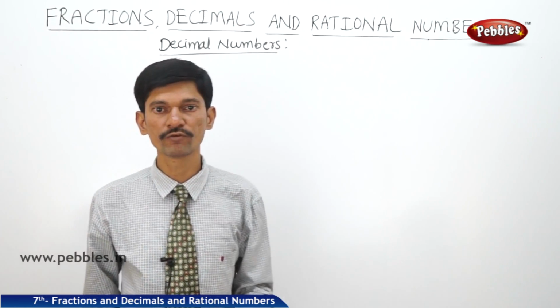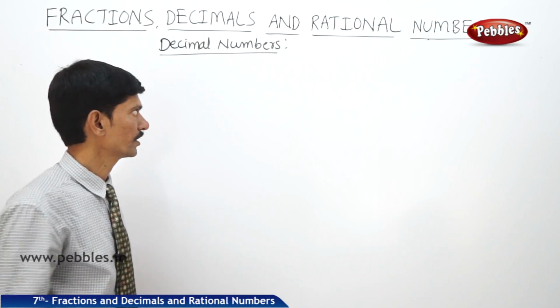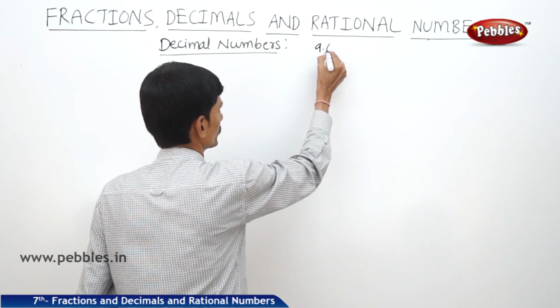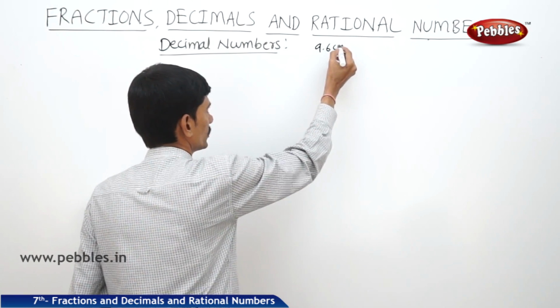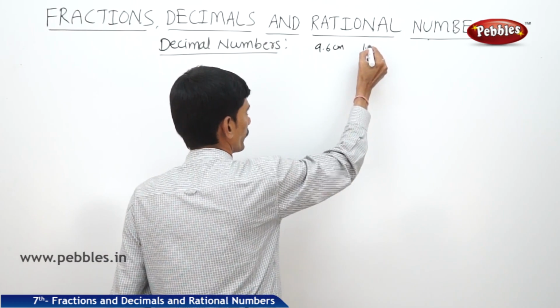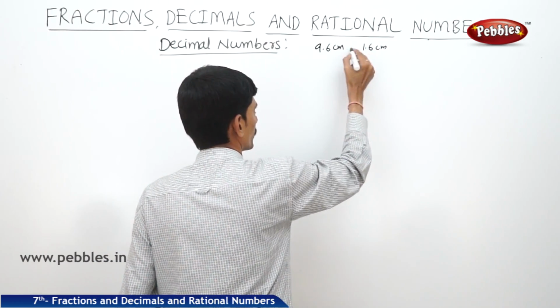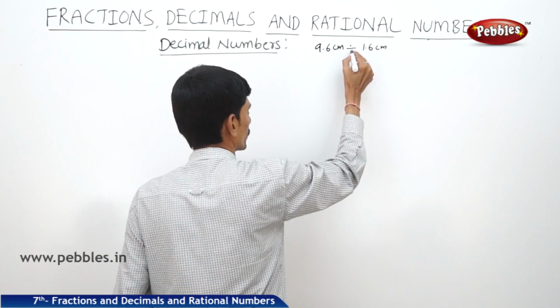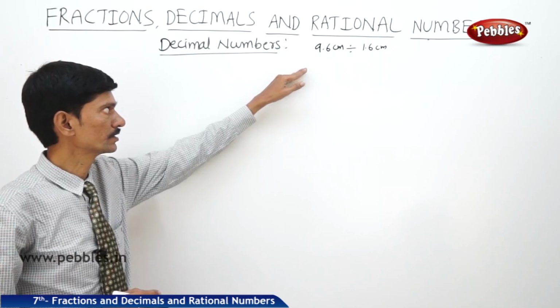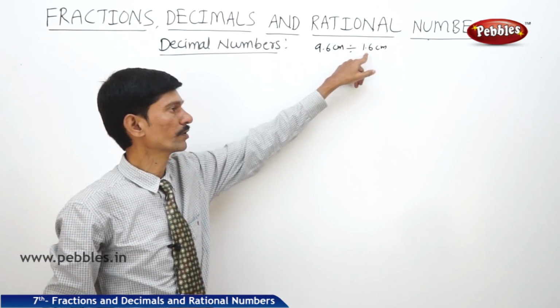Now let us see the division of decimal numbers. For example, you have a cloth of length 9.6 centimeters and you have to cut the cloth into pieces of 1.6 centimeters each. Then how many pieces can you cut from the cloth of length 9.6 centimeters? Then we need to divide 9.6 by 1.6.